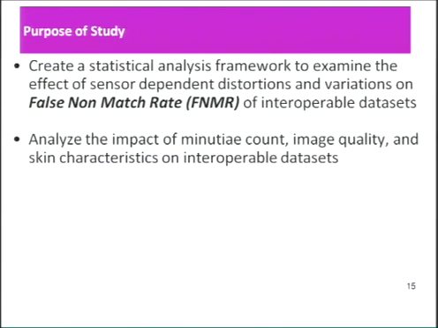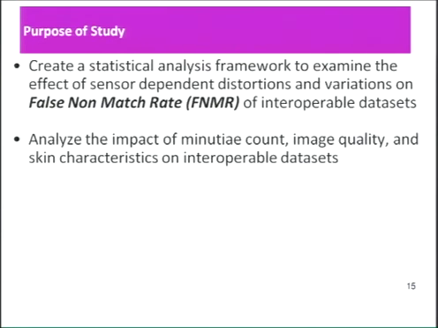So the purpose of the study was to create a statistical analysis framework to examine the effect of these sensor-dependent distortions and variations on the false non-match rate of interoperable data sets. There are numerous metrics that can be used to measure performance of a biometric system. I chose to look at the false non-match rate, which is similar to a verification process. So you have another metric called the false match rate, which is the ability of the system to discern imposters from genuine people.